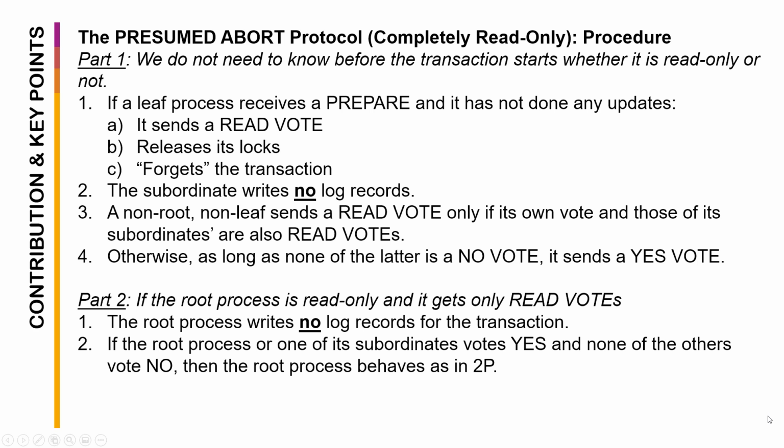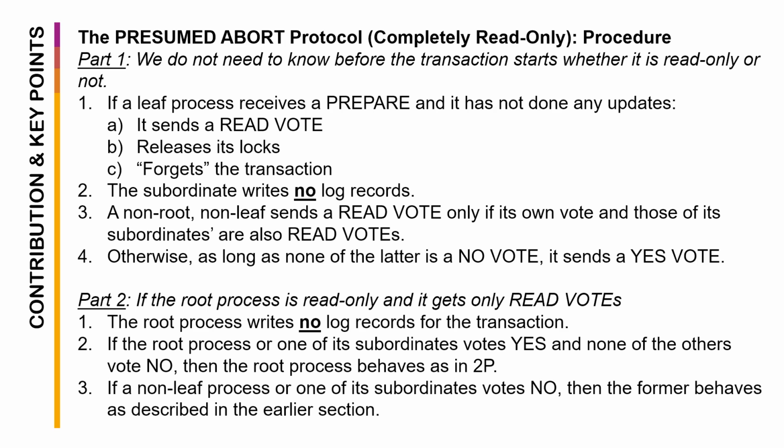We note that it is sufficient for a non-leaf process to include in the commit record only the identities of those subordinates, if any, that voted yes. Those who voted yes are only those processes who will be in the prepared state, and hence only they will need to be sent commits. If a non-leaf process or one of its subordinates votes no, then the former behaves as described in the earlier section. So in summary, none of the processes write any log records, but each one of the non-leaf processes sends one message, which is prepare, to each subordinate, and each one of the non-root processes sends one message, which is a read vote.